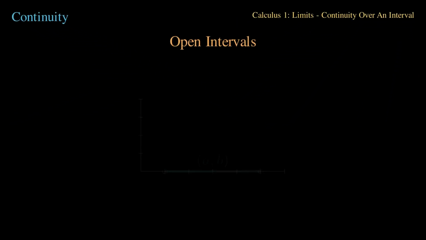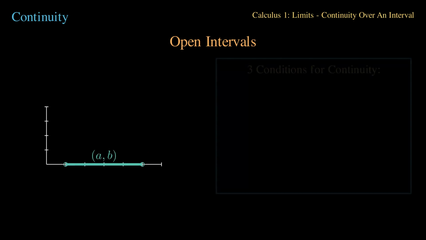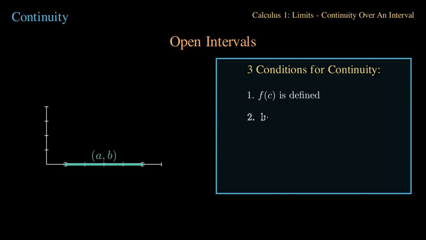Let's start with continuity on open intervals. A function f of x is continuous on an open interval. This is true if three conditions hold. First, f of c is defined for every point c. Second, the limit as x approaches c exists. Finally, the limit equals f of c. This means no breaks, jumps, or holes exist.